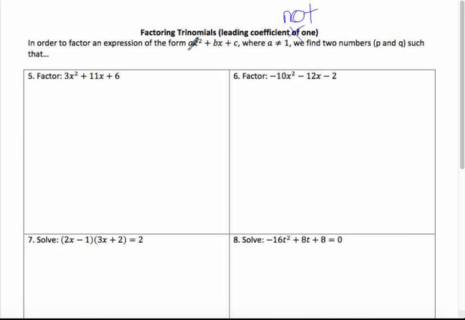equal to 1, now the way this technique works is a little bit more, as I like to informally call it, hand wavy. But we're going to find two numbers p and q such that, so we still need them to add up to make the middle term. So p plus q equals b. And now instead of just multiplying to make c, p times q has to equal a times c.